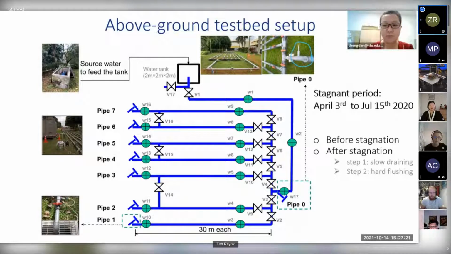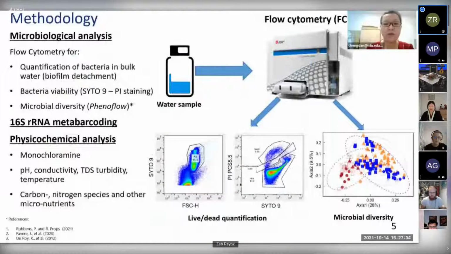3 experiments were performed based on this testbed: before stagnation under laminar flow condition, post stagnation under laminar flow condition, and then hard flushing to simulate reopening of the network. Flow cytometry, in short FCM, with live/dead staining was used to obtain the bacterial cell count within 24 hours. The fingerprint information based on FCM was also used to derive microbial diversity information with the help of the Phenoflow algorithms in R. The following physical and chemical analyses were also performed immediately when the samples were collected.